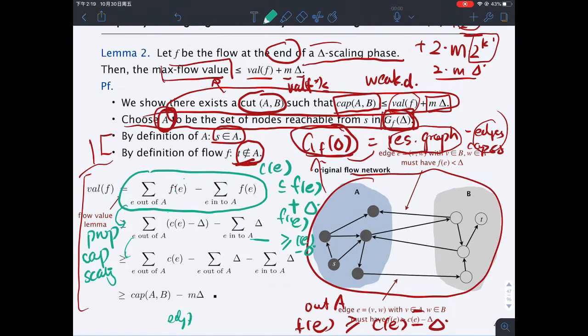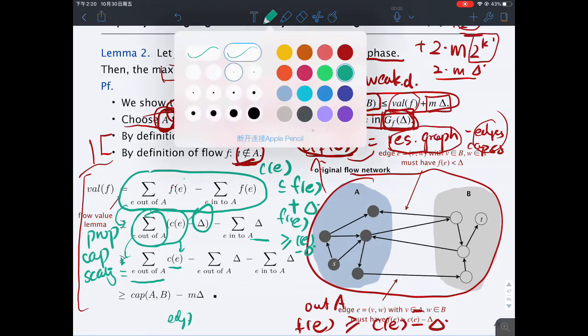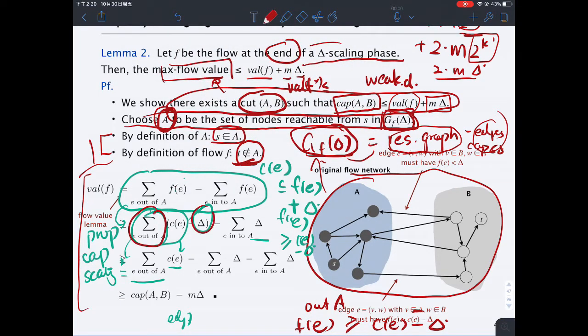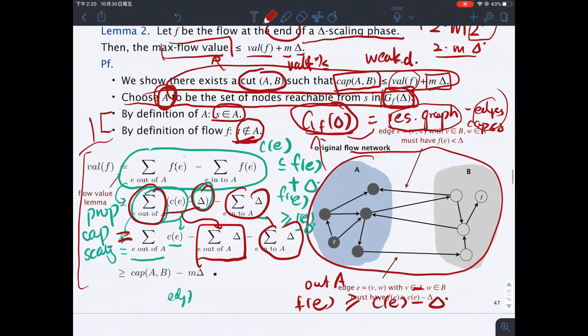Now from here to here, let's see what we are doing. We are really just breaking up the terms. I don't think this is an inequality. This is an equality, right? So I put all these terms together. It really just becomes the sum over e out of A of C(e). Now I put these two terms together, and it goes to this term, the sum over e out of A of delta, and this term would be the same as this term. So this is an exact equality.